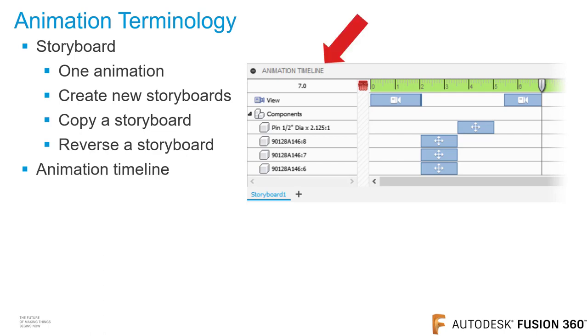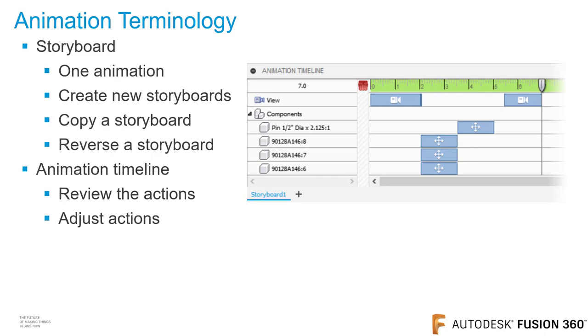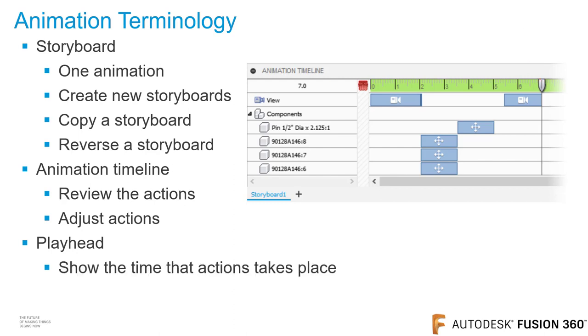The section at the bottom of the canvas is called the animation timeline. Here you can review the actions and also modify the actions. In the animation timeline, the downward pointing arrow is referred to as the playhead. The playhead shows the time that an action takes place. You can also move the playhead to set when an action stops.